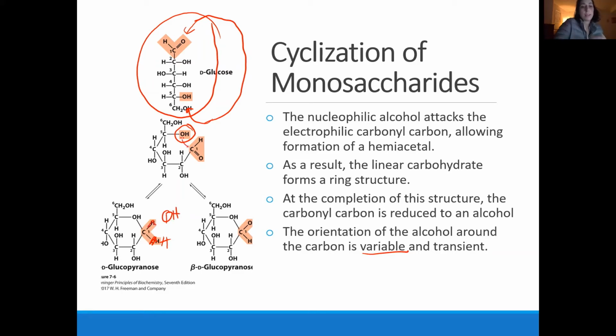So it could be like this instead, for example. So again, where that new OH group ends up, this is where the carbonyl used to be, is variable. We're going to talk a lot more about that new OH group when we make a cyclical compound.